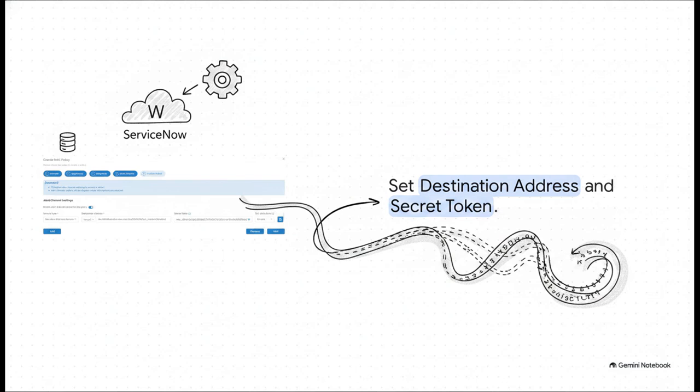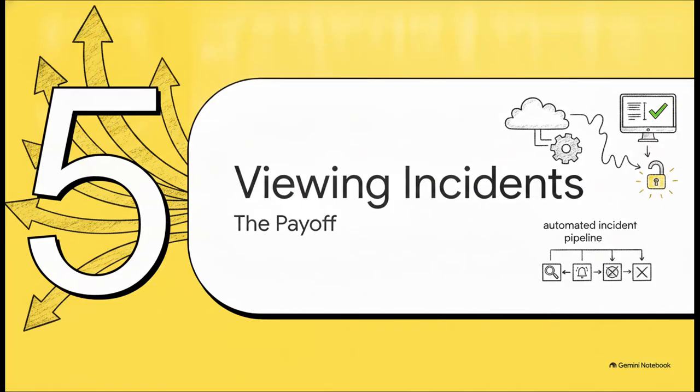First, you set the service type to Standard Webhook Service. Then, in the destination address, you paste that full ServiceNow endpoint URL we constructed earlier. Finally, right next to it, you'll see the secret token field. That's exactly where you paste that massive string of characters we just generated. Section 5. Viewing automated incidents. The payoff.